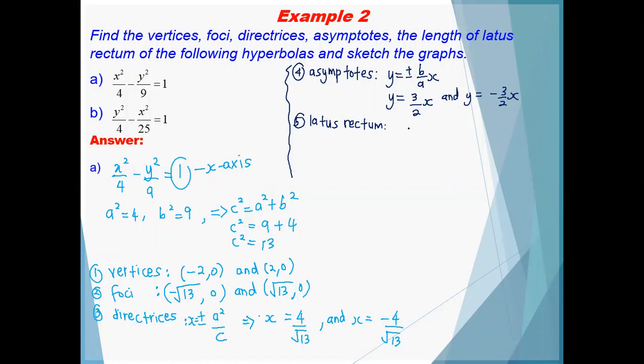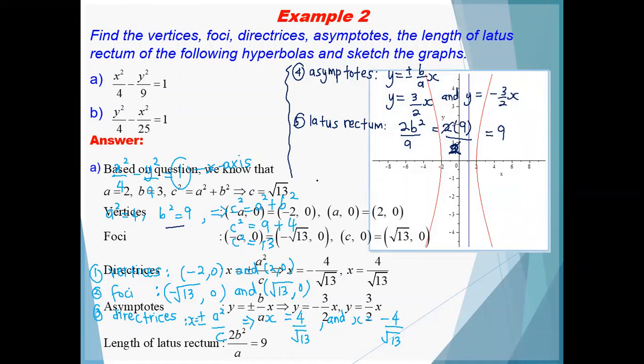Okay, latest right term dia adalah 2b square over a. Okay, ini pada x kan, so bawah dia adalah a, so which is 2b square. Okay, b square dia adalah 9, over a is 4. So a dia adalah 2 lah, sorry, a is 2. a square is 4, so a is 2. So you can simplify, so equal to 9. Okay, so let's see the graph. Okay, graph dia macam ni lah. Asymptote dia pada 3 over 2x and negative 3 over 2x. Okay, so that is A.